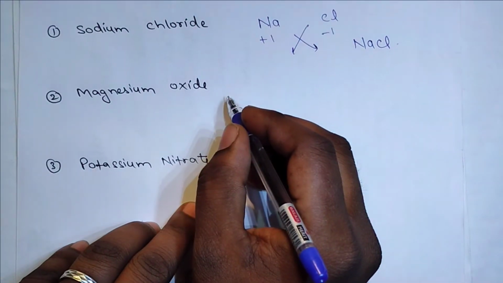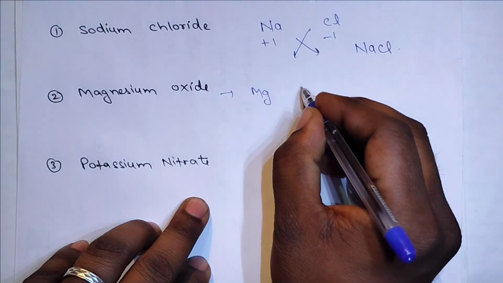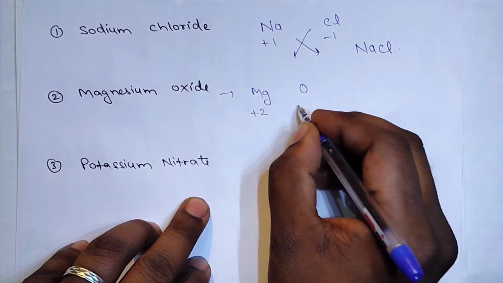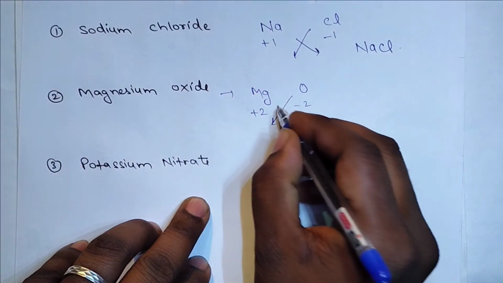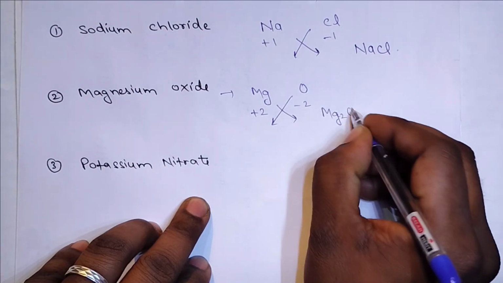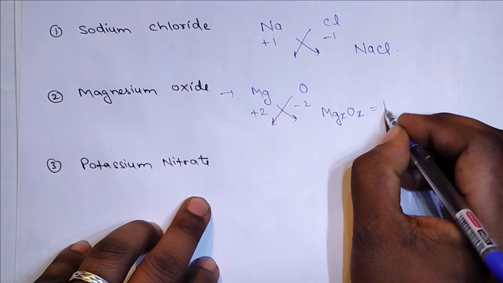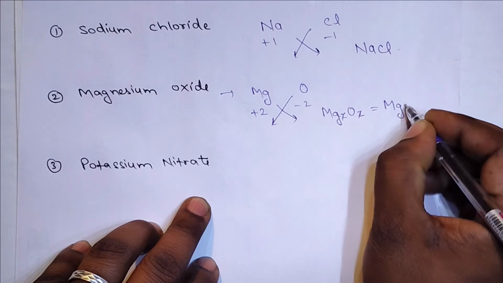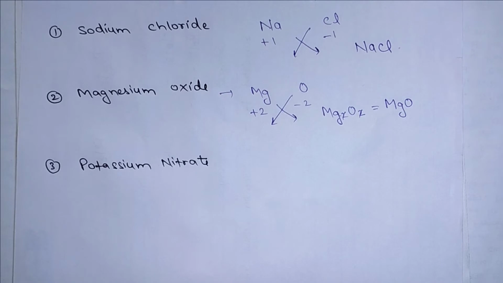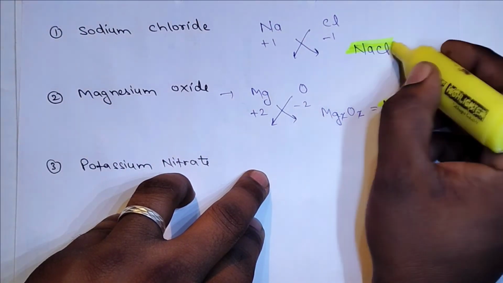Next is magnesium oxide. For this, the symbol of magnesium is Mg and oxygen is O. Its valency is +2 and its valency is -2. We apply the crisscross method and the formula is Mg2O2, which can be simplified, and finally we can write the chemical formula of magnesium oxide as MgO. So this is the chemical formula of magnesium oxide, MgO.